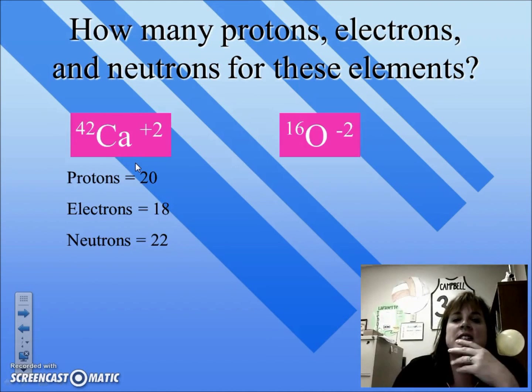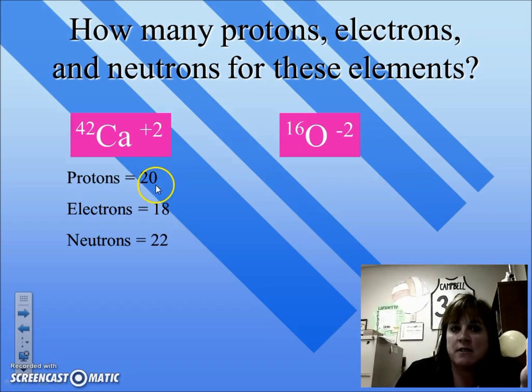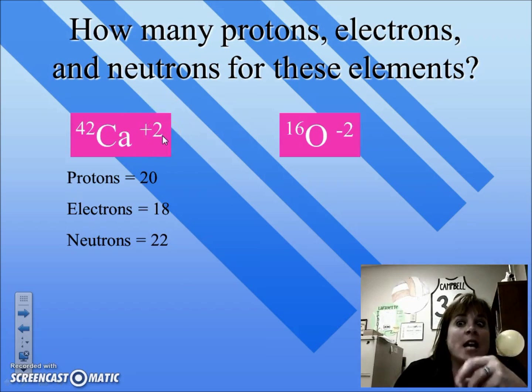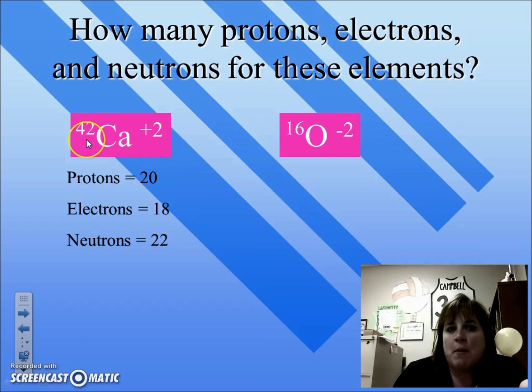All right, so this is calcium. Ca is calcium. If you look at calcium on the periodic table, you'll see that it has an atomic number of 20, which means it has 20 protons. The +2, remember, means that it lost electrons. It's losing negativity, so it's becoming more positive. So we're going to subtract 2, and we get 18. And, of course, we have our mass number of 42, so if we subtract 20 from that, we get 22 neutrons.